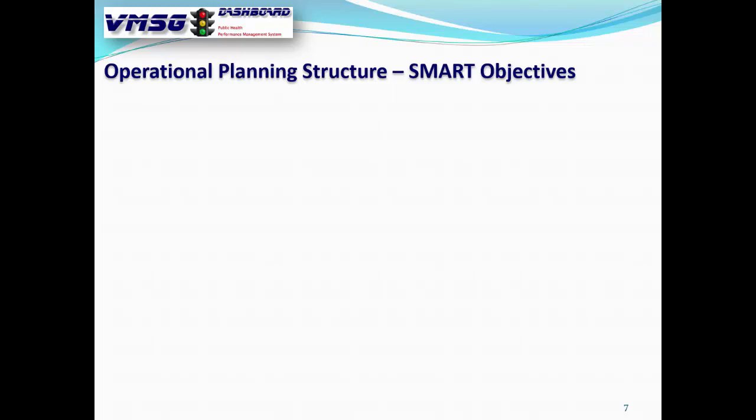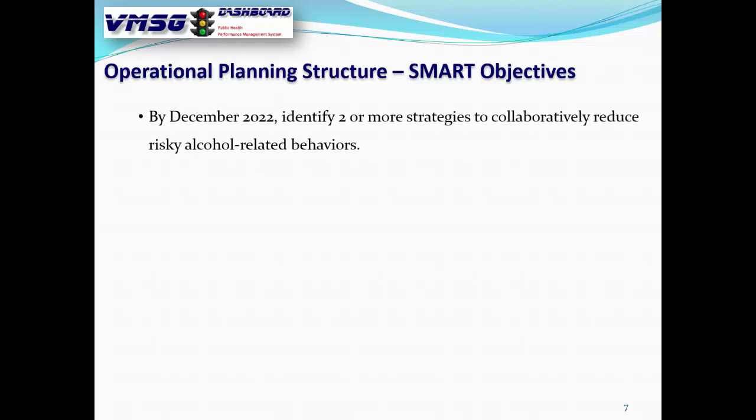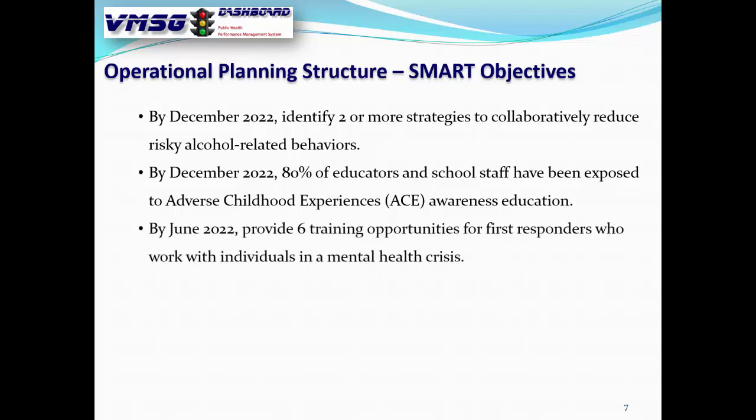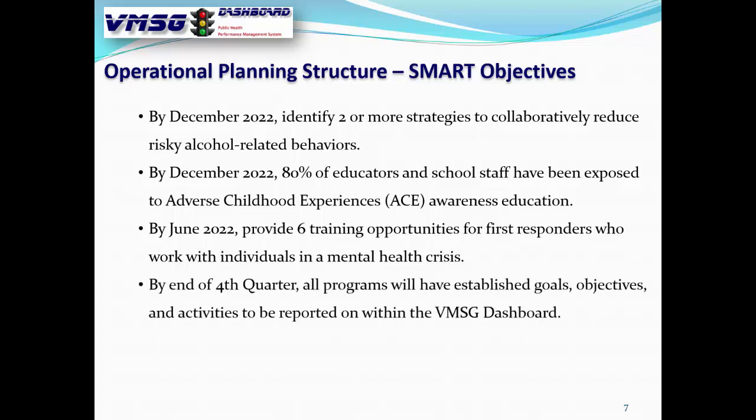Here are some real examples of SMART objectives. By December 2022, identify 2 or more strategies to collaboratively reduce risky alcohol-related behaviors. By December 2022, 80% of educators and school staff have been exposed to adverse childhood experiences awareness education. By June 2022, provide 6 training opportunities for first responders who work with individuals with mental health crises. By the end of the 4th quarter, all programs will have established goals, objectives, and activities to be reported on within the VMSG dashboard.